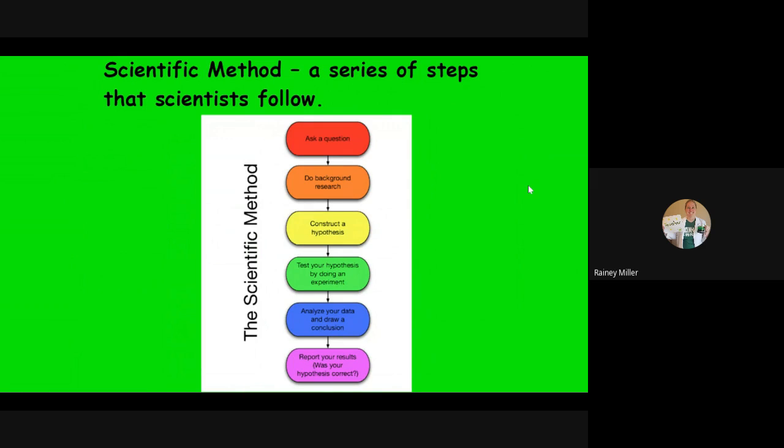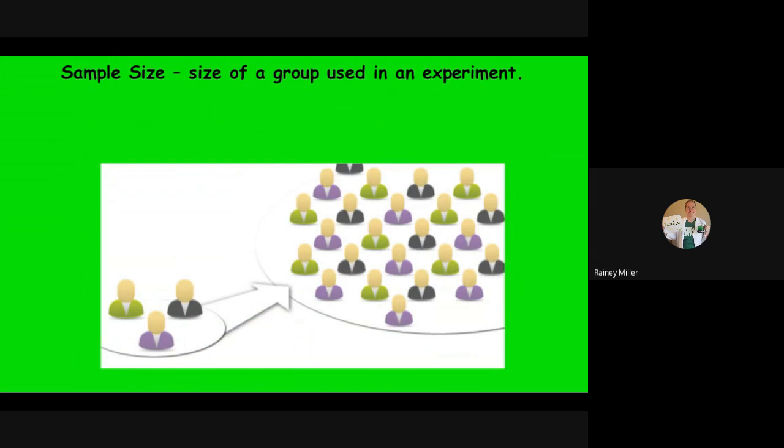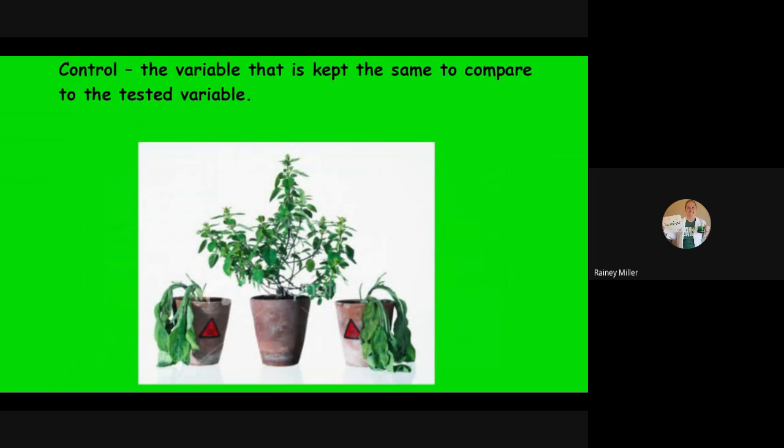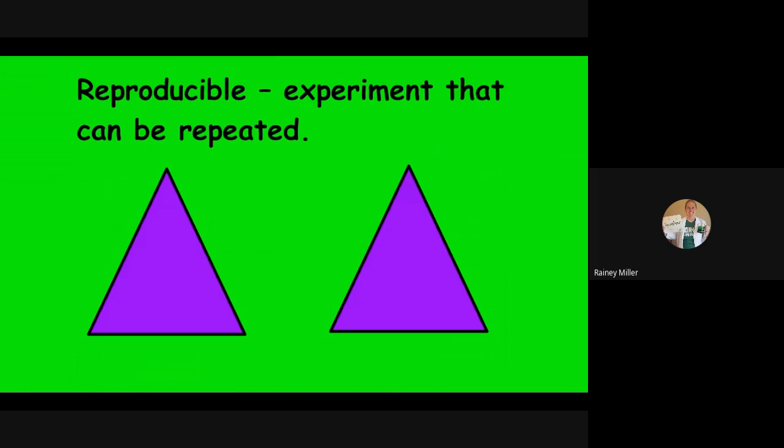We also have the scientific method, which is a series of steps that scientists follow. We have observations, so making sense of something by using our senses. Sample size, the size of a group used in an experiment. A control, the variable that's kept the same to compare to the tested variable. Variables, which are the factors in an experiment. Reproducible, an experiment that can be repeated.